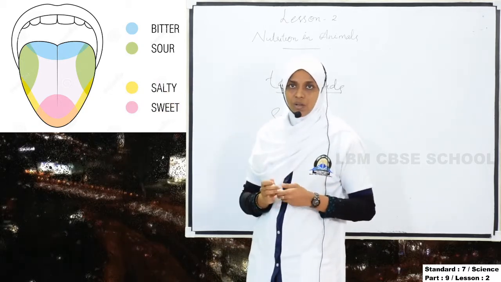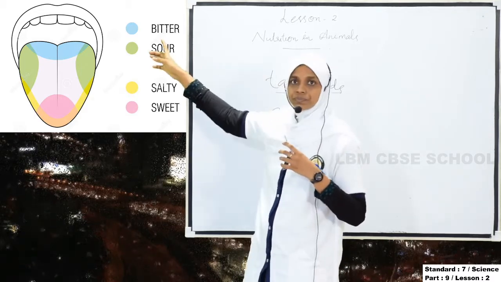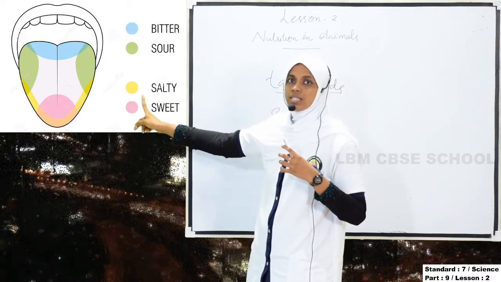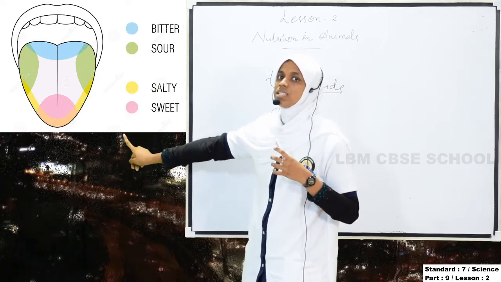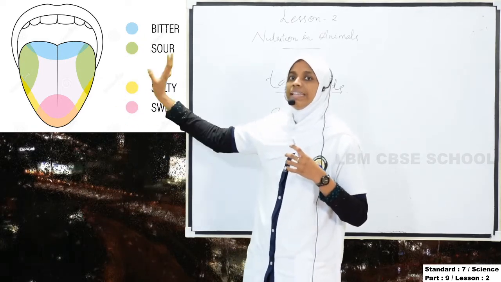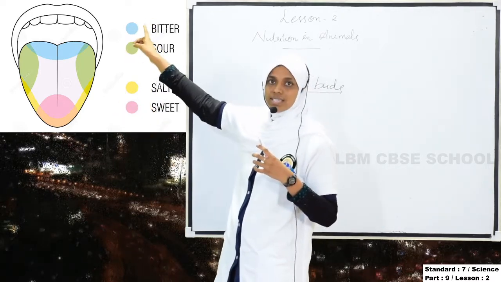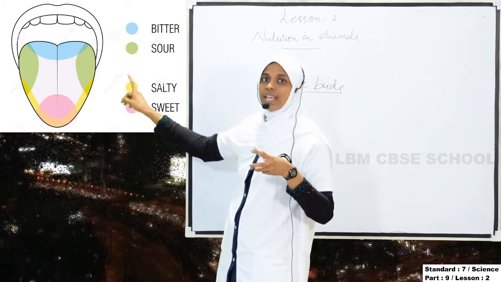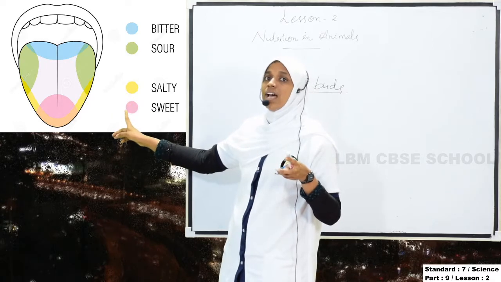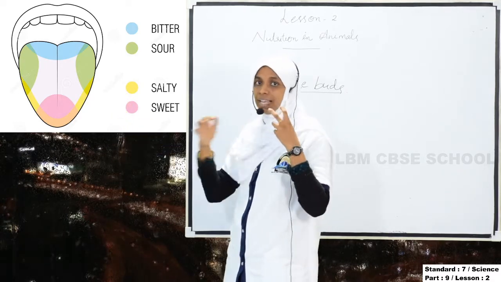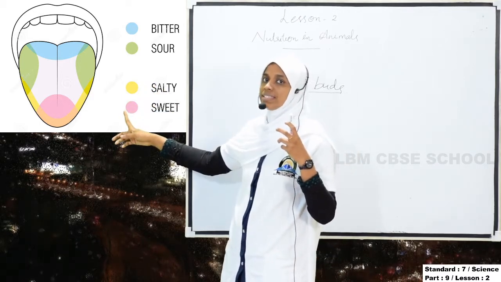In the tongue. Okay, so what are the different tastes that our tongue recognizes? Bitter, then sour, salty, sweet taste. Bitter taste, sour taste, salty taste and sweet taste are the different types of taste recognized by our tongue, and the bitter taste in the upper side and the sour taste and salty taste in the sideways. Okay, and we can taste the sweet taste at the tip of the tongue. At the tip of the tongue we can recognize the sweet taste.